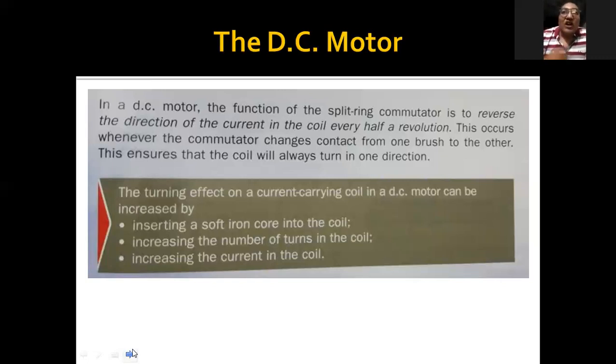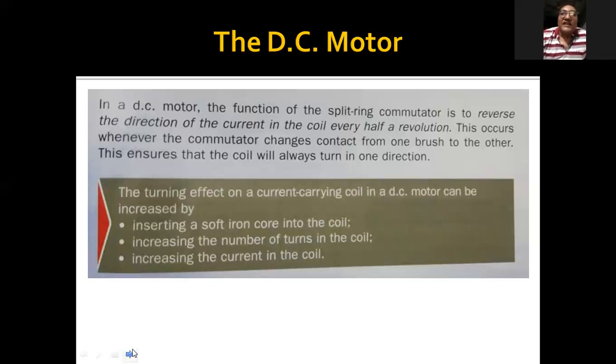And the wire is always wound on an iron core. So put the coil on an iron core. It will concentrate your magnetic field, and when the magnetic field becomes stronger, what will happen? The turning effect of the current carrying coil in the DC motor will be increased.